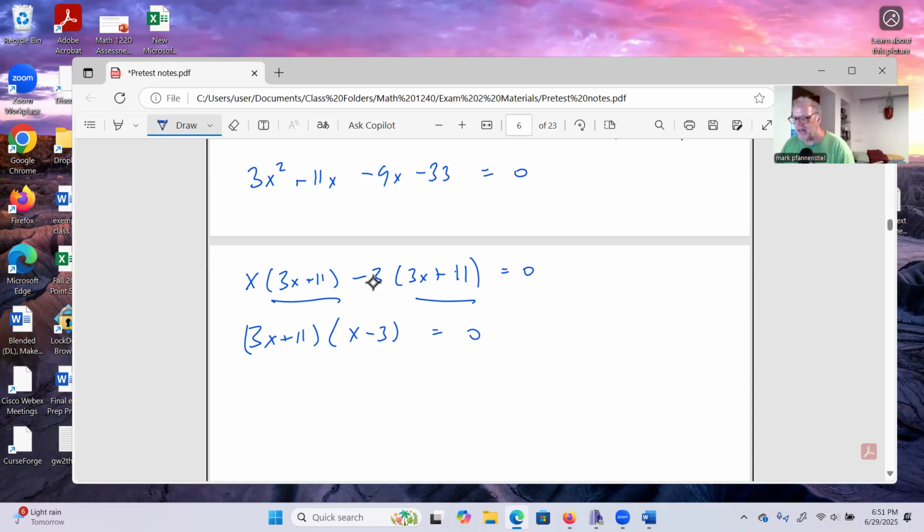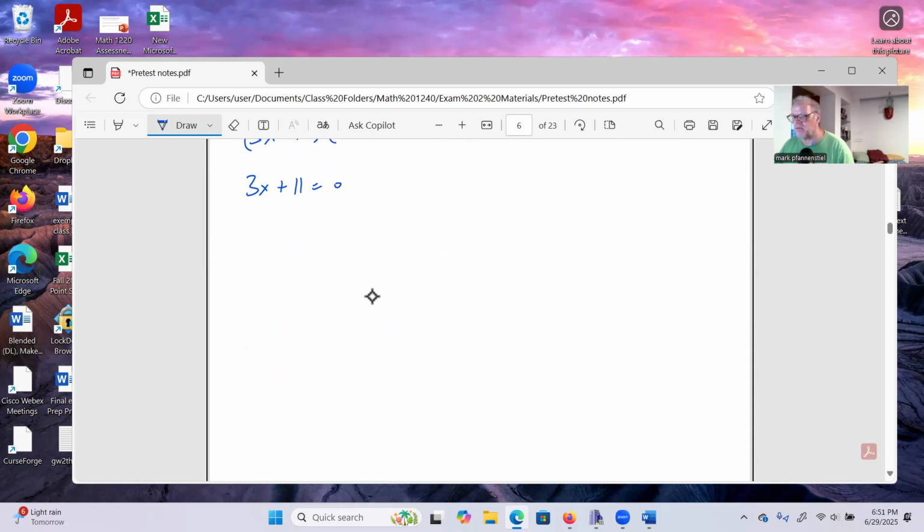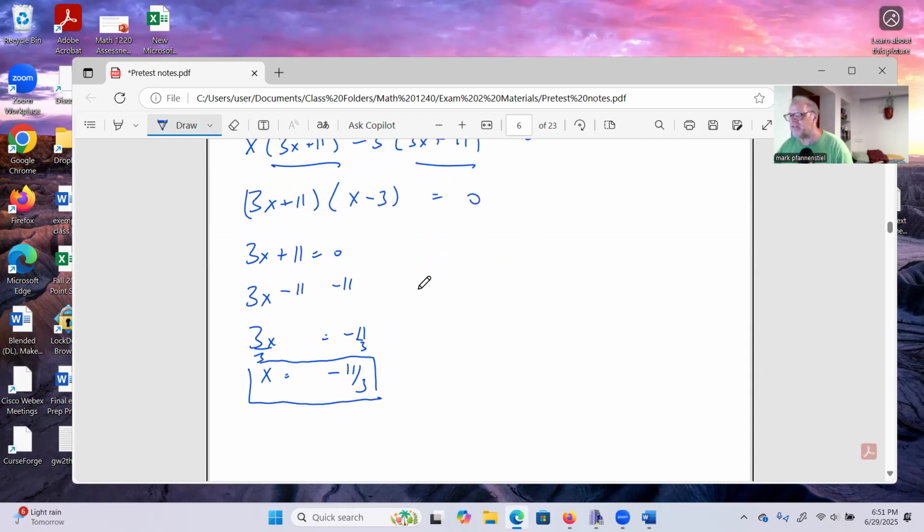So let's see here. We either have 3x plus 11 equals 0. So we can go through this little dance and say we have 3x equals negative 11. x equals, divide both sides by 3 here. We have x equals negative 11 thirds. Okay, that's one possible answer. My other answer, this is going to be a lot easier. We have x minus 3 equals 0. We'll have x is equal to 3.